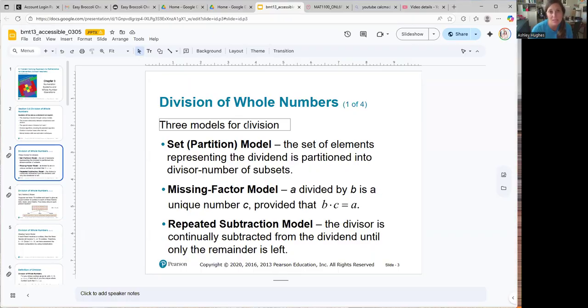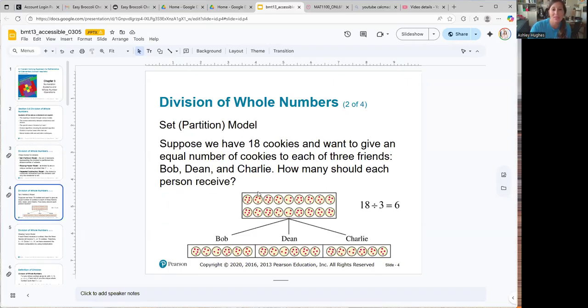Missing factor model, that's basically thinking about it as multiplication. A divided by B is the unique number C, provided that B times C equals A. Or repeated subtraction. Just like with multiplication, you can repeat addition, with division, you can repeat subtraction. So here's the set model, an illustration of that. With 18 cookies, you want to give them to 3 friends, and so you can show 18 divided by 3 equals 6 in this study.